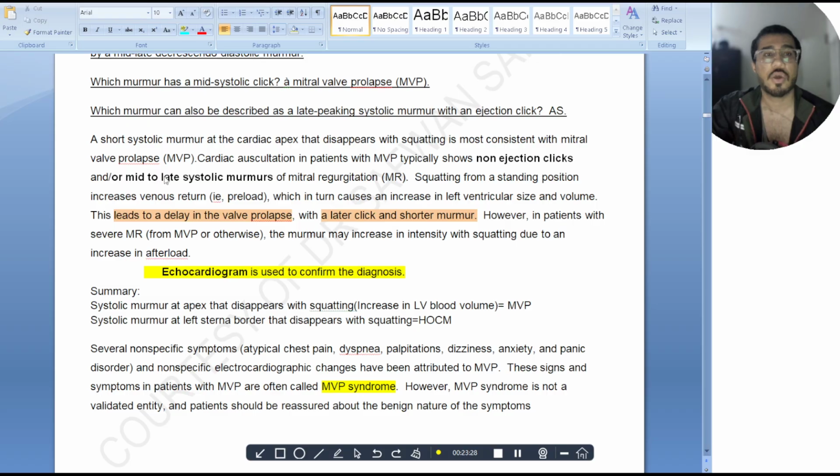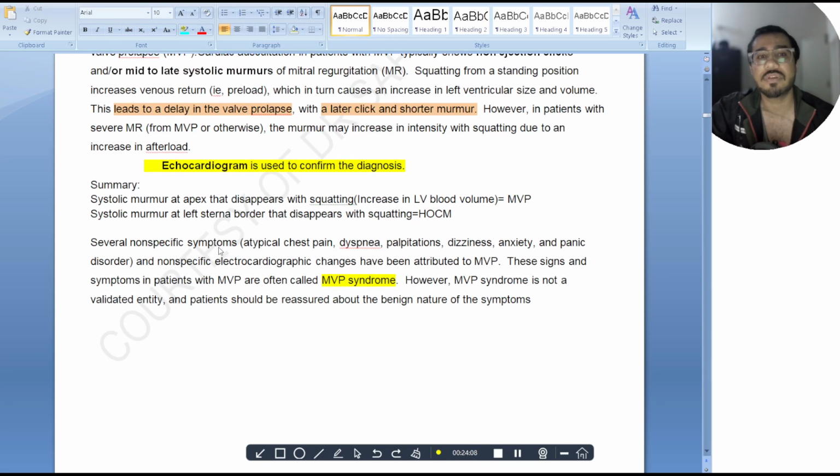So a summary of this paragraph would be: systolic murmur at apex that disappears with squatting is mitral valve prolapse. Because it is at the apex, it is a systolic murmur. When the ventricles contract, the mitral valve is prolapsed into the atria, and that is why the sound occurs during systole. So systolic murmur at apex, that is the mitral area, that disappears with squatting: MVP. Systolic murmur at left sternal border that disappears with squatting: HOCM. So this is the difference that I wanted to highlight for you guys.